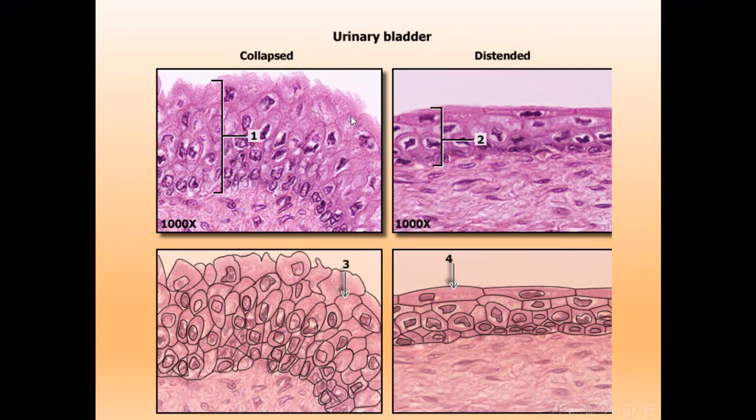These are the same different situations for the urinary bladder. Here it is distended, fewer number of layers. Here they are more layers, club shaped layers. This is an empty, relaxed urinary bladder as shown here in this diagram below.